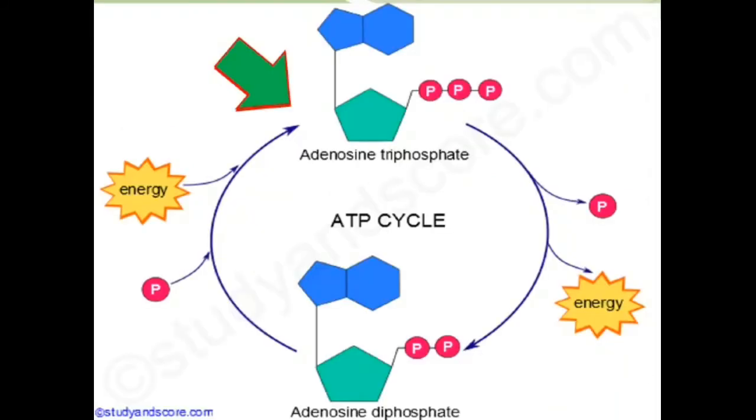Now let's focus on the ATP cycle. As you can see, adenosine triphosphate, when it loses a molecule of phosphate, releases 7.3 kilocalories of energy, and it is reduced to adenosine diphosphate. And when adenosine diphosphate is added to a phosphate molecule and energy, it regenerates and turns itself into adenosine triphosphate. So this is basically a cyclic process, and adenosine diphosphate can be easily converted into adenosine triphosphate.